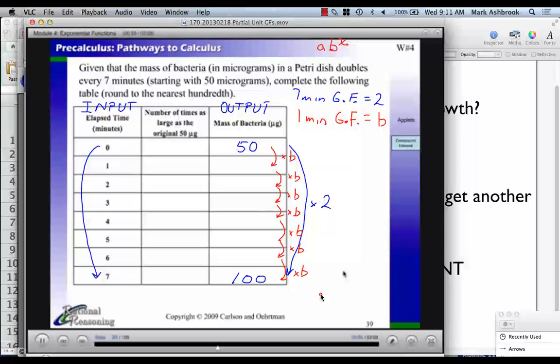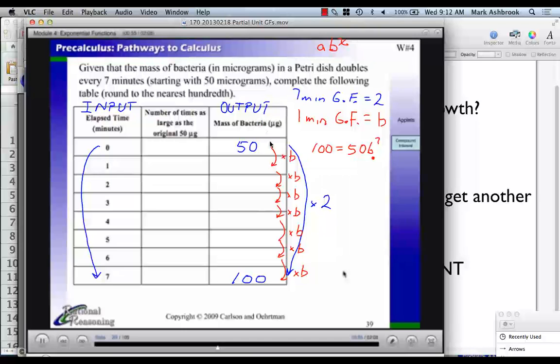All right, so then what's true here? To get from 50 to 100 via the 1 minute growth factor, how could I express 100 in terms of the 1 minute growth factor? So if I took 100, what does 100 equal? 50 times b to the 7th. Really important. You can see that you start with 50. If you multiply by the 1 minute unit growth factor 7 times, you'll get 100.